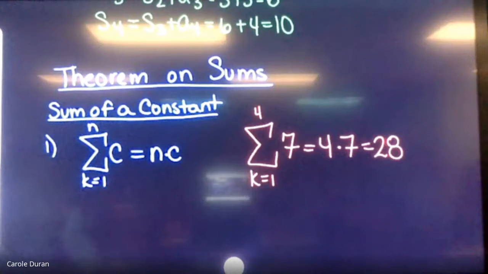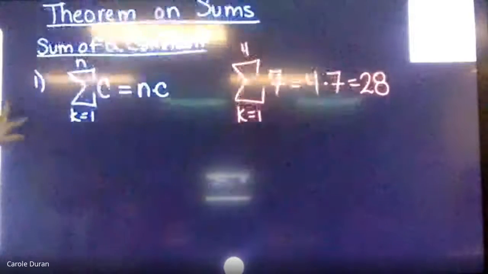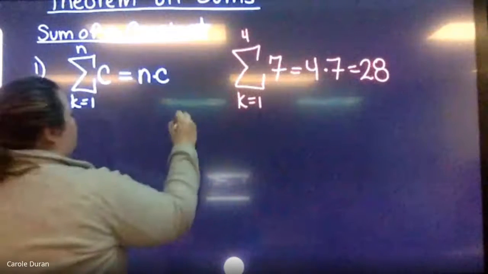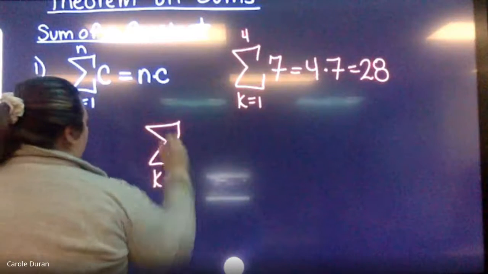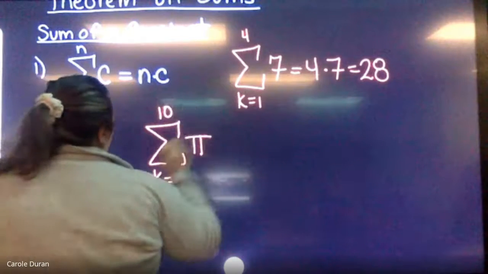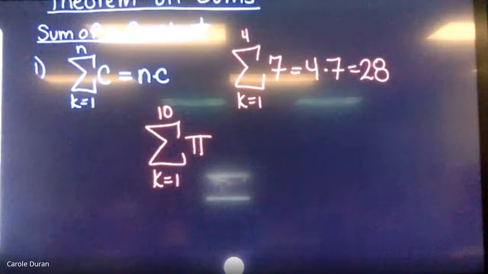Okay, so another example of this one still, because I think it's helpful, would be the summation from k equals 1 to 10 of pi. That's gross. What the heck? What is pi? 3.14. It's a number that doesn't change. So it's still technically a constant, even though it doesn't look like one, which means this rule still applies.